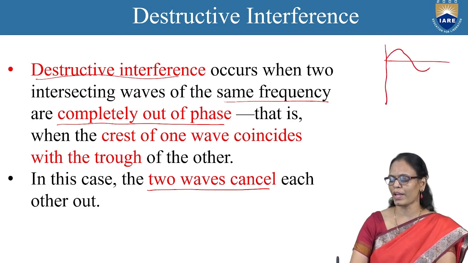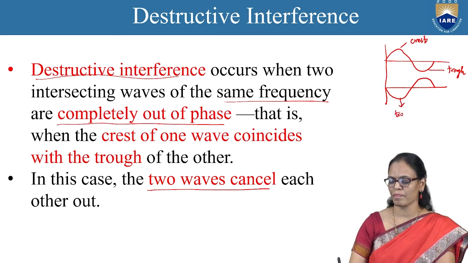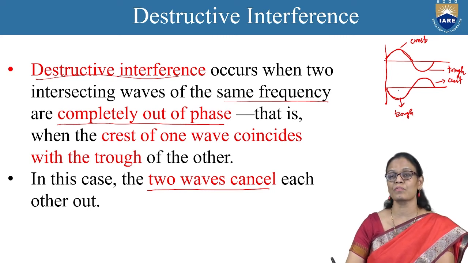We have seen the example now. If this is one wave, this is the crest and this is the trough. Now we consider the second wave. So this is the trough and this is the crest. Now if these two waves arrive at a point simultaneously, because the crest coincides with the trough, the resultant displacement will be zero because they cancel each other. Because they are cancelling, we call it destructive interference.